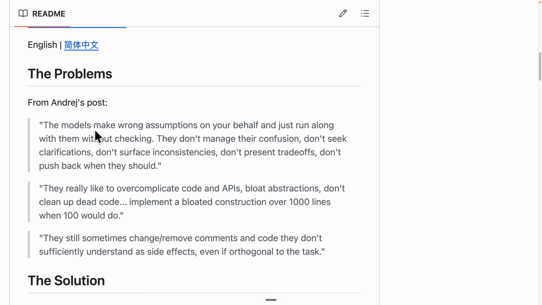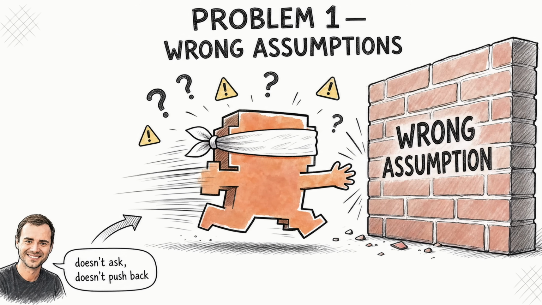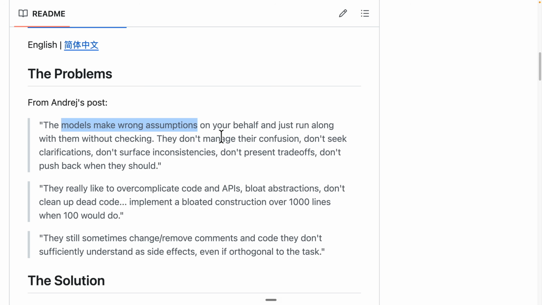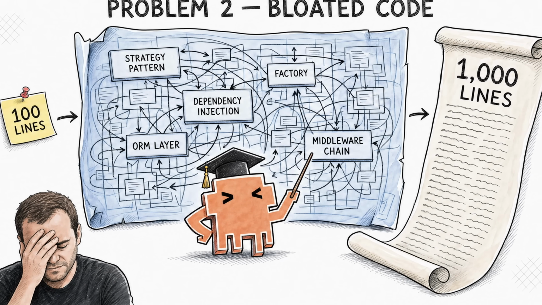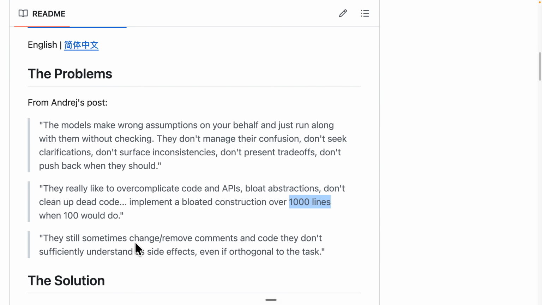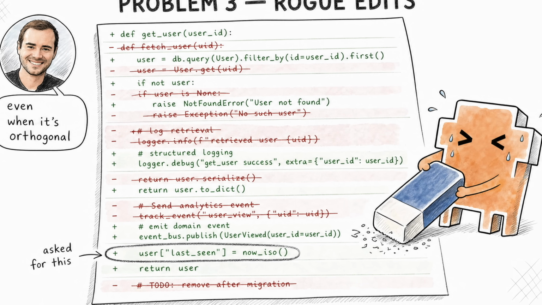The first problem is that the model always makes the wrong assumption. It doesn't ask clarification questions. When you give it a prompt, it just acts on it. The second problem is that the model is oftentimes overcomplicating things. Things that can be written in 100 lines are often written in 1,000 lines. And oftentimes, large language models make changes that they're not supposed to, without a clear understanding of the full side effects.